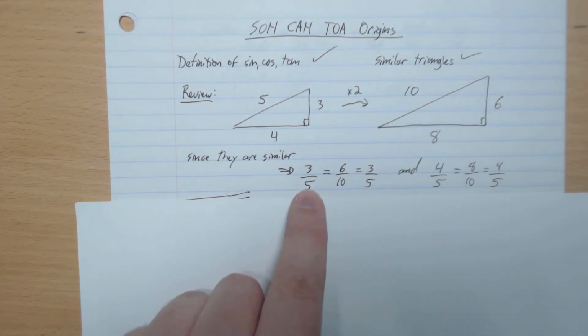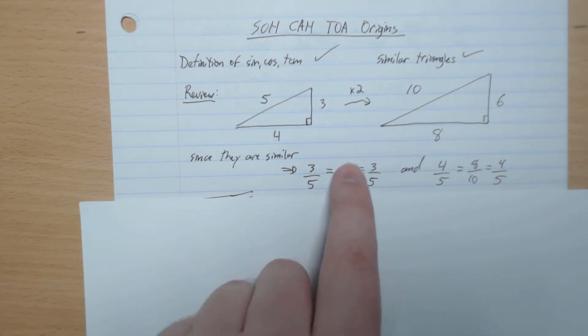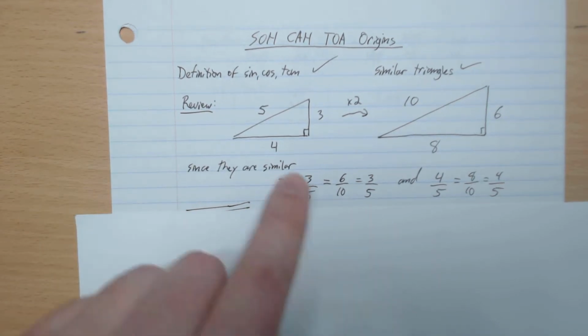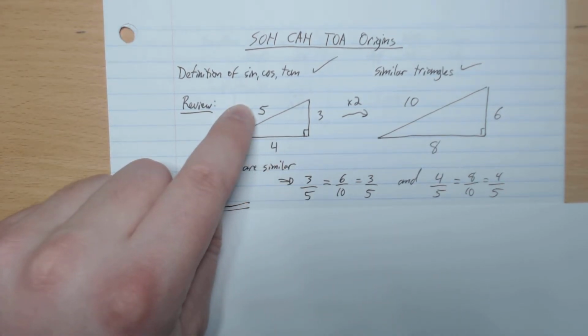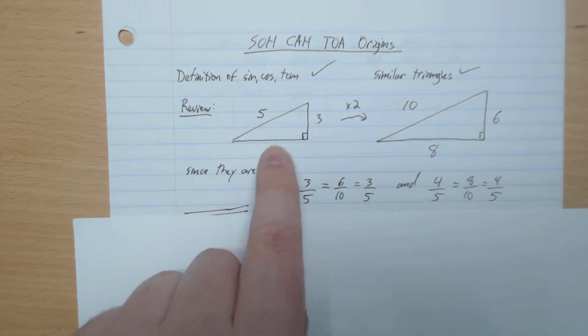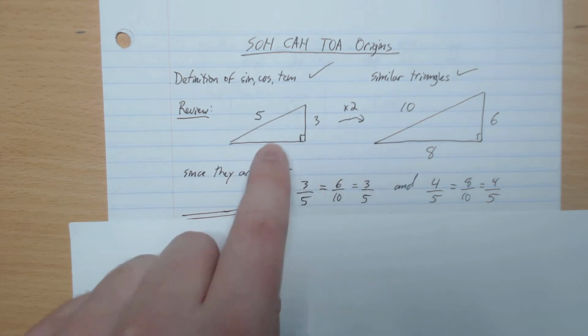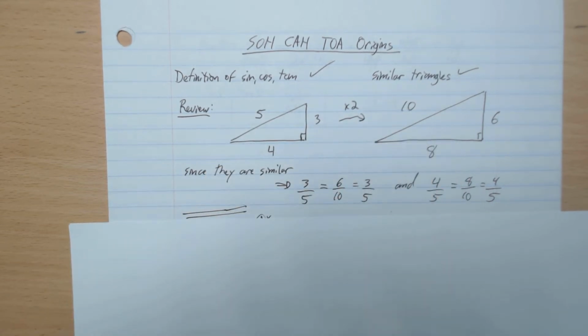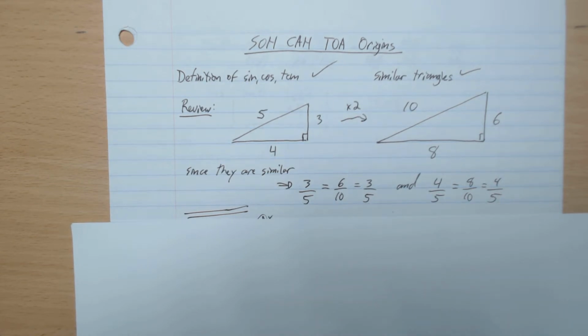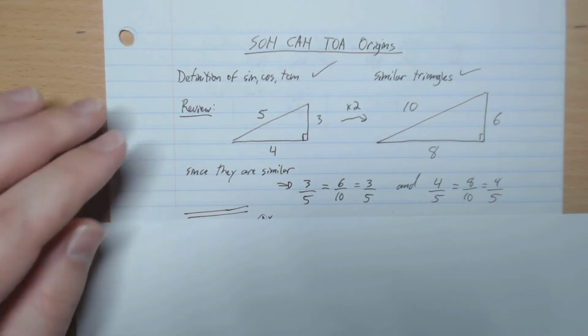Let's see here, 3 over 5 equals 6 over 10, and 6 over 10 reduces to 3 over 5, which is exactly that. And the other property is here 4 over 5 is the same as 8 over 10, like that, right? We're using the similar sides. So 4 over 5, 8 over 10, which does reduce to 4 over 5. We're going to use this shortly, but this is just a quick review to remind you.